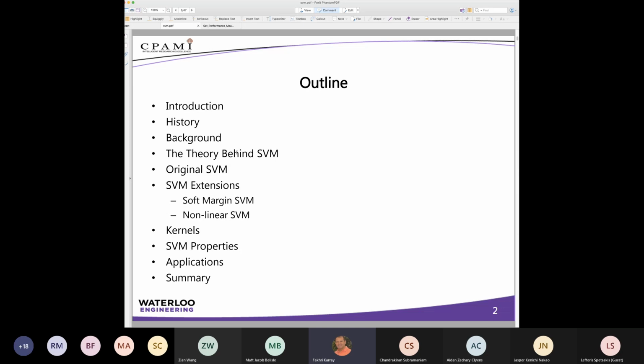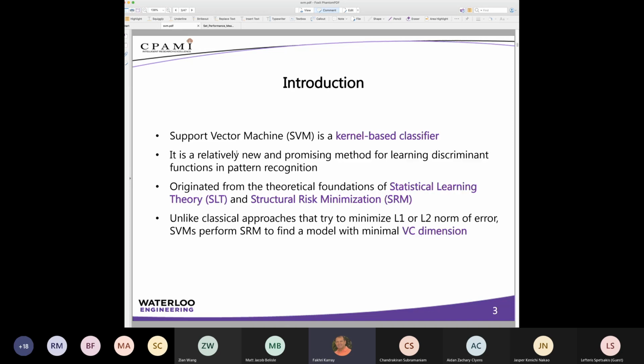This is a very powerful machine learning technique, and I wanted to share it with you so that we are not restricted to neural networks. There are also a lot of very powerful libraries and software tools on the web that could be utilized for solving problems using support vector machines. So what are they basically? We call them kernel-based classifiers, and we will see why we call them kernel.